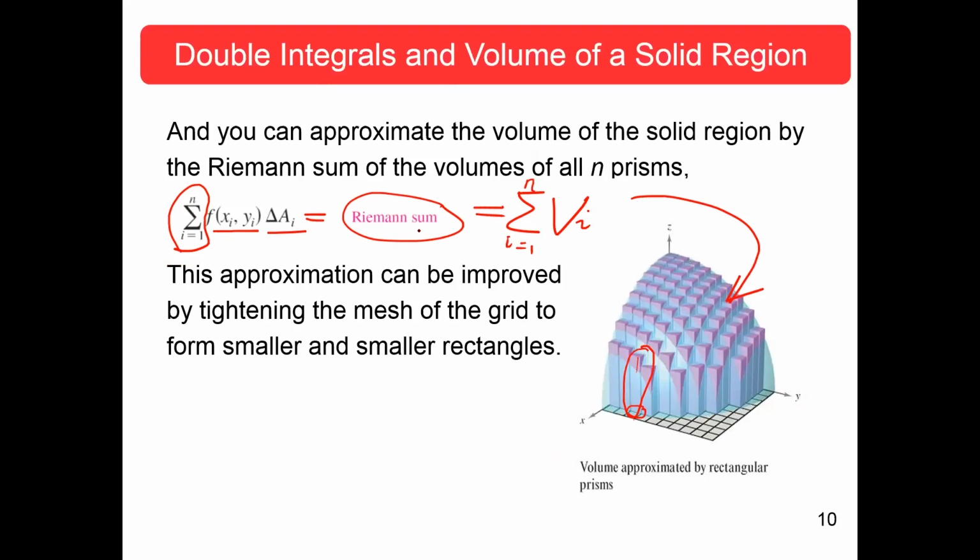Is everything good, folks? Okay, and obviously this Riemann sum gets better if I have very small meshes, right? If I have very small rectangles on the region R. So this approximation can be improved by tightening the mesh, making the grid cells very small to form smaller and smaller rectangles over the region R. Which means I'm going to take the limit, right? The limit when the norm of this partition is heading to 0, tightening the mesh.